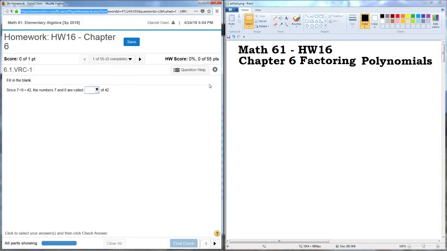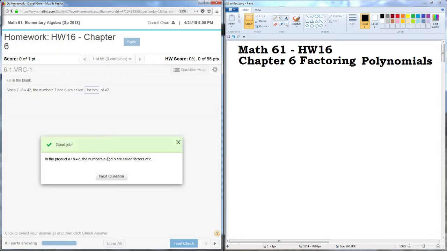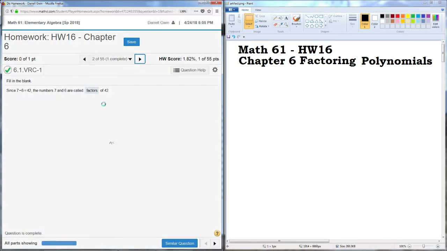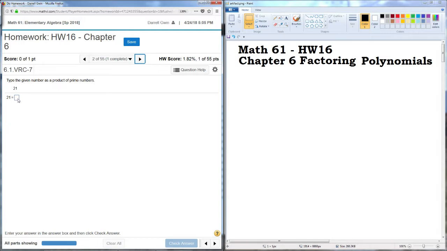So let's see. Right now we are on chapter 6, homework number 16. We got some vocabulary here. 7 and 6 are factors of 42 because they multiply to 42. Alright, so easy. Write the given number as primes. Well, that's 3 times 7. Pretty easy.